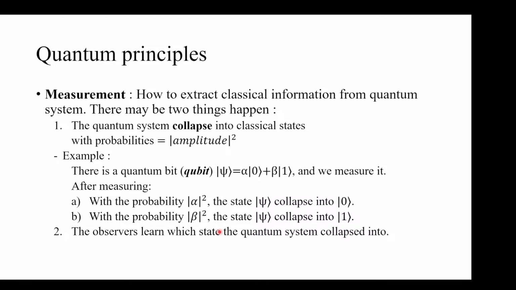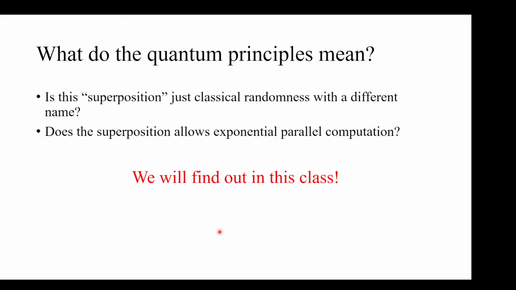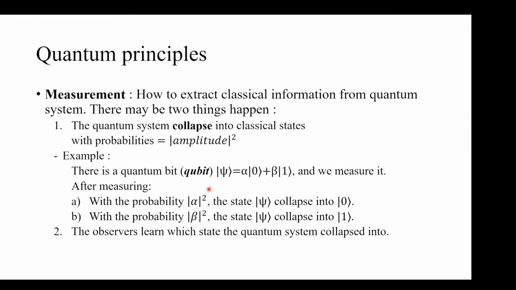Now the question is, what do the quantum principles mean? By what I just described, this superposition looks really like just a probability distribution. It's like you flip a coin, with probability alpha squared of being 0, being heads, and probability beta squared of being 1.